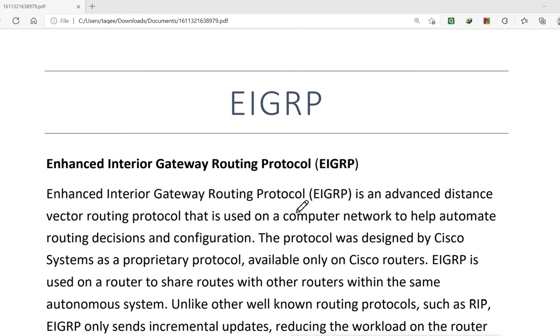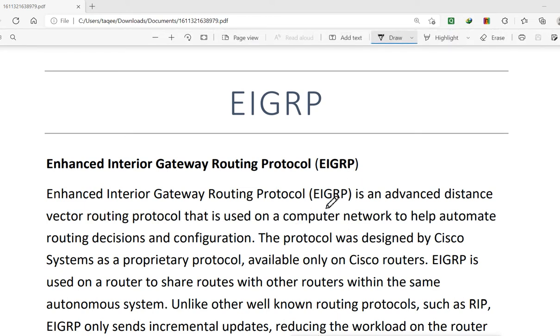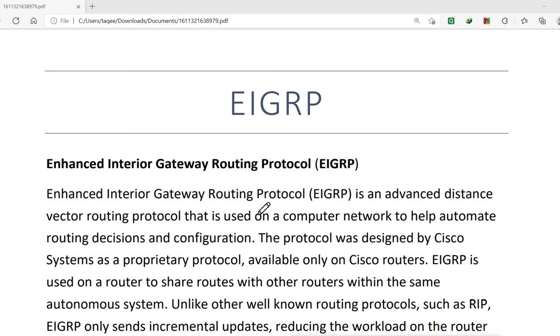EIGRP. Now this EIGRP is the enhanced version of IGRP. IGRP was the protocol released and introduced by Cisco. Now they have introduced this EIGRP. It is the enhanced, advanced version of IGRP. And same as IGRP, this EIGRP is also a Cisco proprietary protocol.